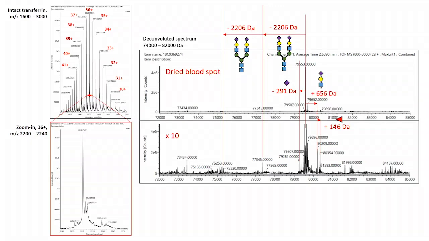And then we also see minor peaks with a difference of a sialic acid. And then this peak over here has an extra antenna with 656 dalton. And then this peak next to this one has a mass difference of a fucose. So based on this information, we can actually predict the glycosylation structure of all of these minor peaks.